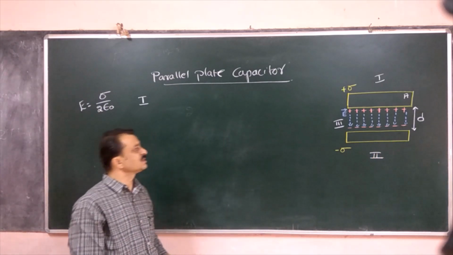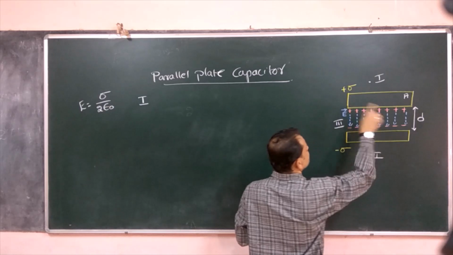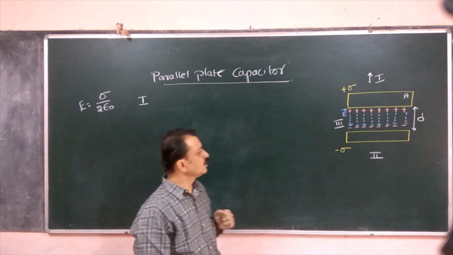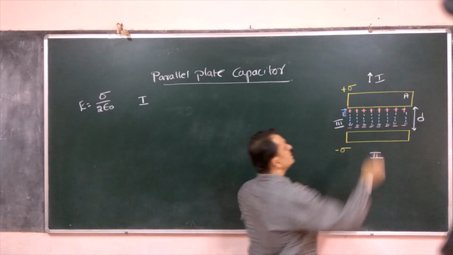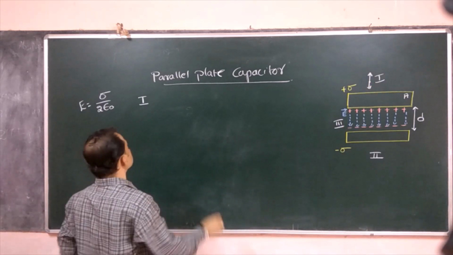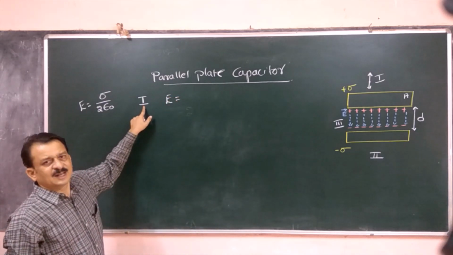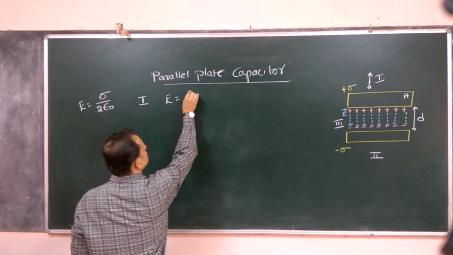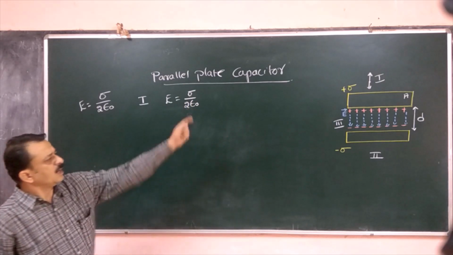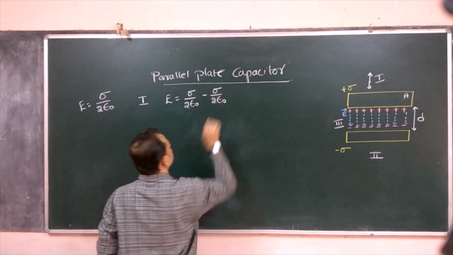If we consider that the magnitude is the same, if I take any point in this region, now due to the first conductor the electric field, since it is positively charged, is upwards. Due to the second conductor at that point the electric field is downwards. Okay, that you should remember. So therefore the total electric field at any point in region 1 is equal to, due to the first conductor, sigma divided by 2 epsilon naught upward, and due to the lower conductor, minus sigma divided by 2 epsilon naught.